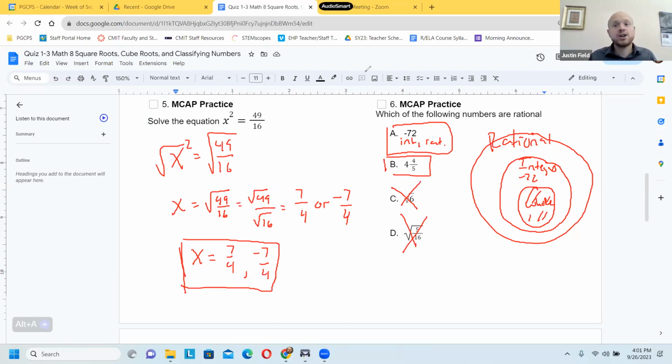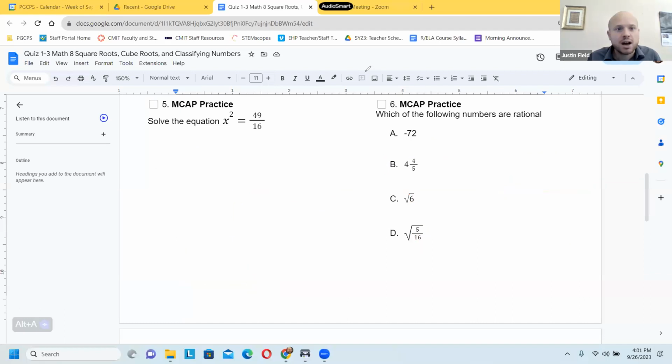Irrational numbers have no pattern and they go on forever. In case you didn't write that down, write it down. All right, moving on.